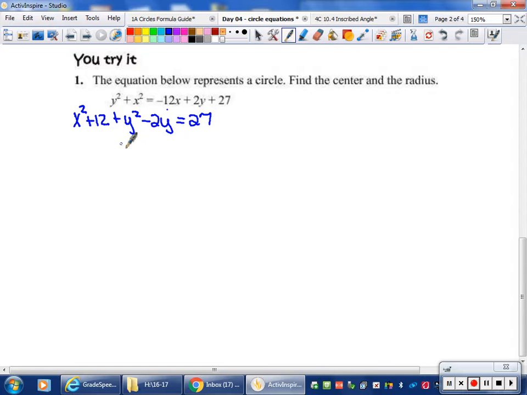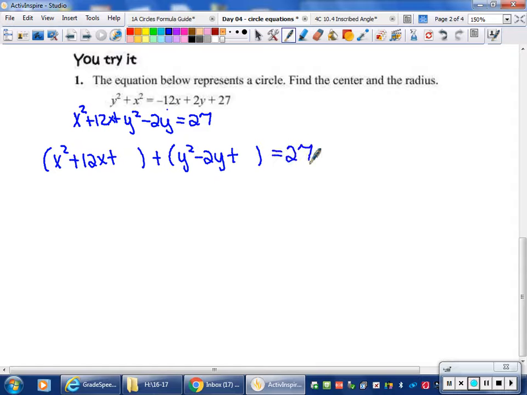Okay. Now that I've got all my variables on the left, and I've got my constant on the right, I can group and start completing the squares. X squared plus 12x plus blank, close parentheses, plus, open parentheses, y squared minus 2y plus blank equals 27. Now I have two pluses, so I know I'm going to be adding two numbers to my right hand side. So I'm going to go ahead and put my pluses there.